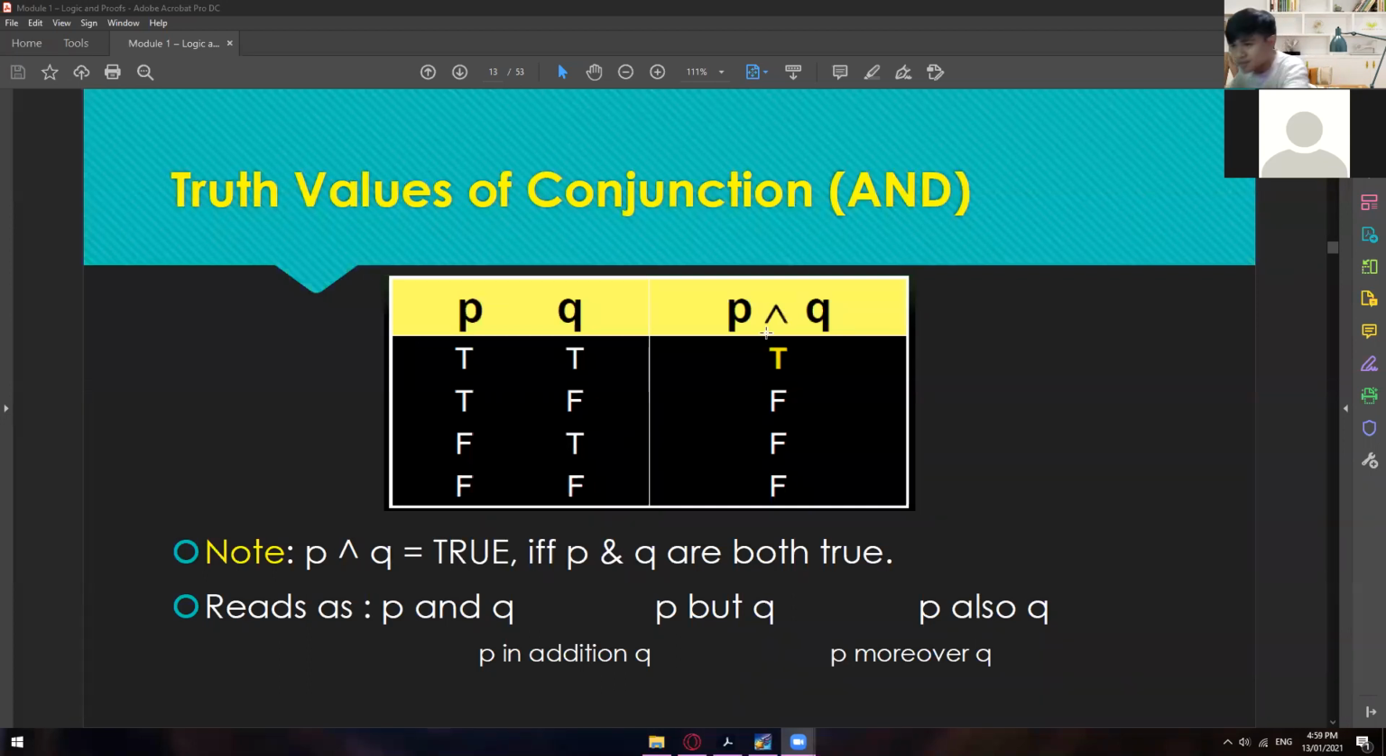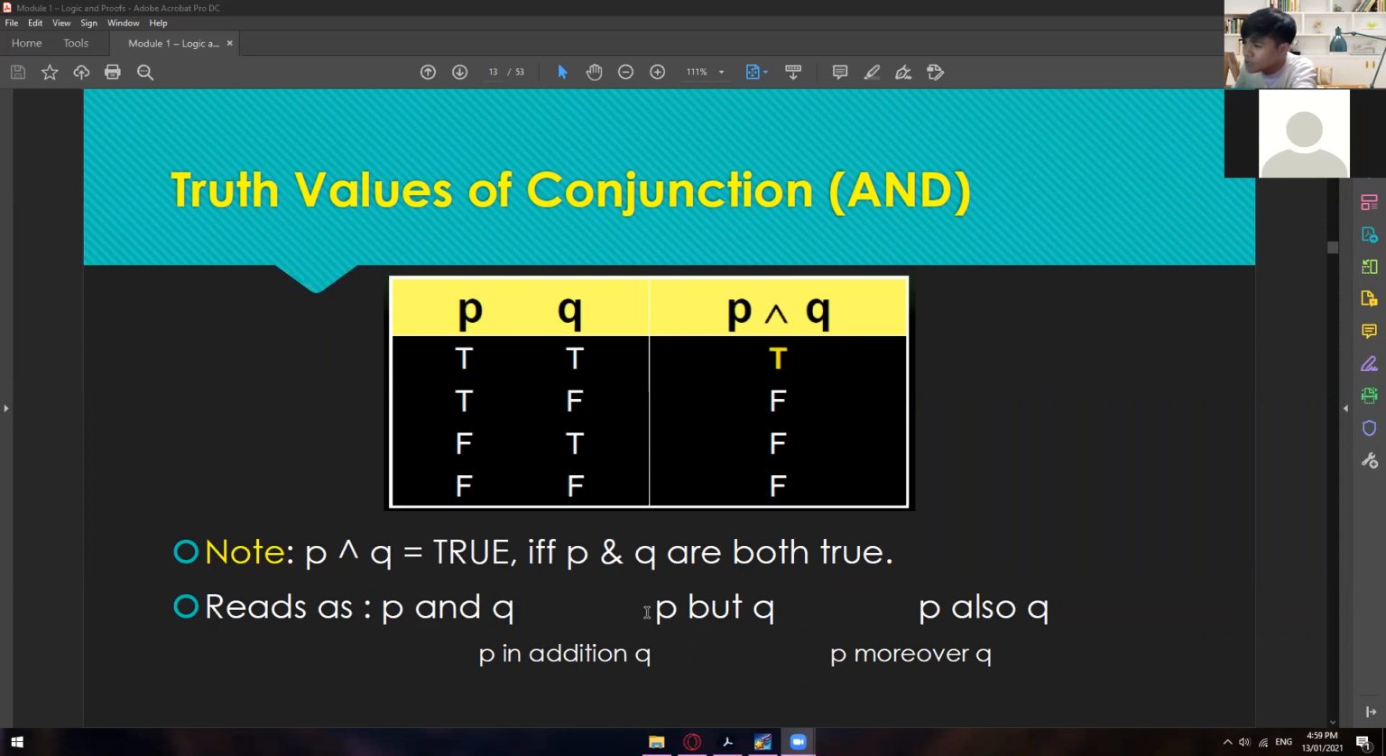So that is why we have this note here. P and Q is equal to true if and only if P and Q are both true. If one of those are false, then that's already false. So this statement can be read as P and Q, P but Q, P also Q, P in addition Q, P moreover Q, and marami pang iba actually. Parang pampahaba lang naman ng mga ibang valid ways of reading that statement. Pero in general, we read that one as P and Q.